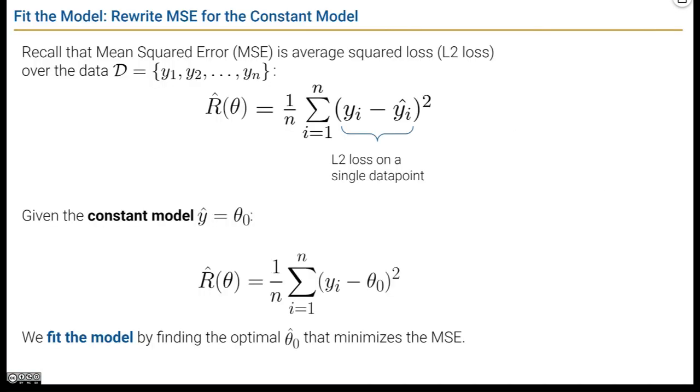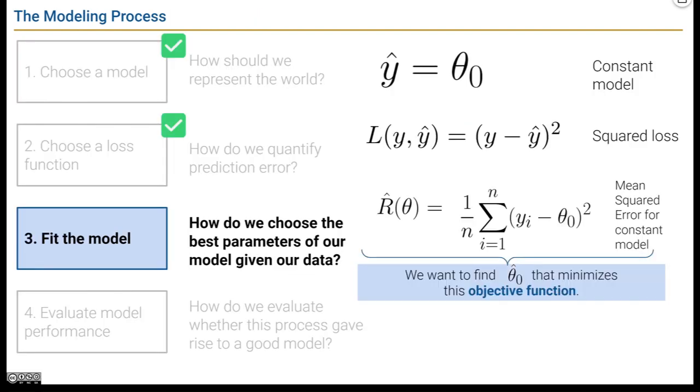This is the average loss function in general for any model here, but now we're going to replace this with our constant model. And we're going to fit the model by finding the value of theta naught that minimizes this entire average loss. So the goal here to fit the model is to find the value of this that gives me the overall minimum mean squared error.